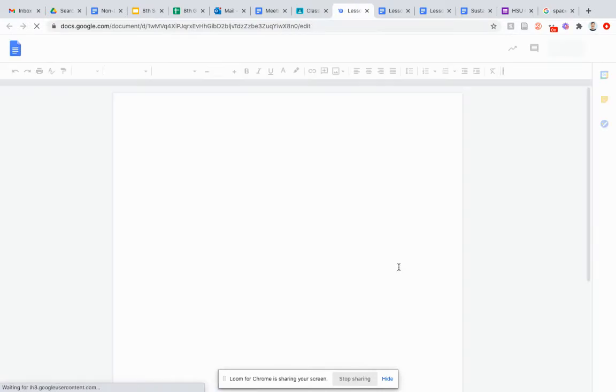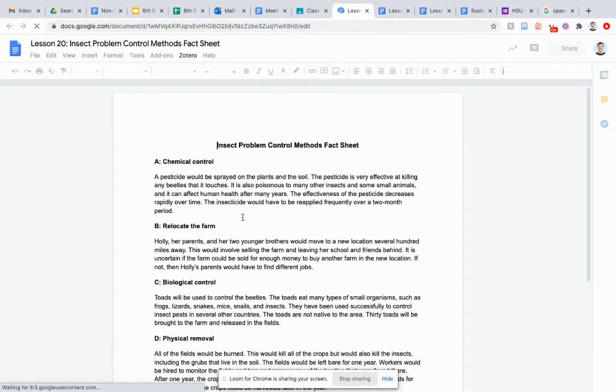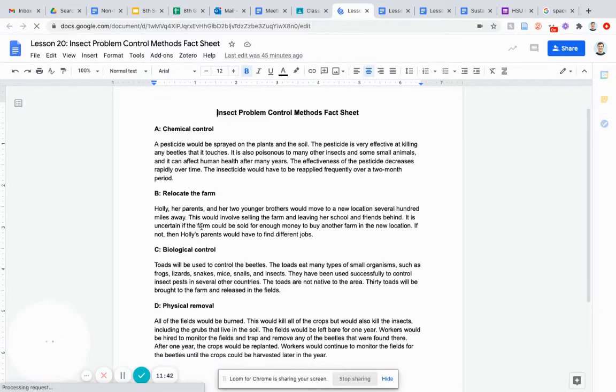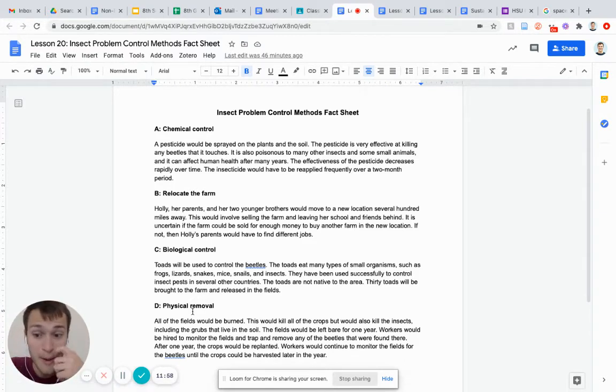One was chemical control, so that was using insecticides, so chemicals to kill the insects on the crops. The second one was relocate the farm, so move the farm somewhere else. The third one was biological control, so that means bring predators to the farm to eat all the insects. And the last one was physical removal. So that was just burning the farm down and restarting.